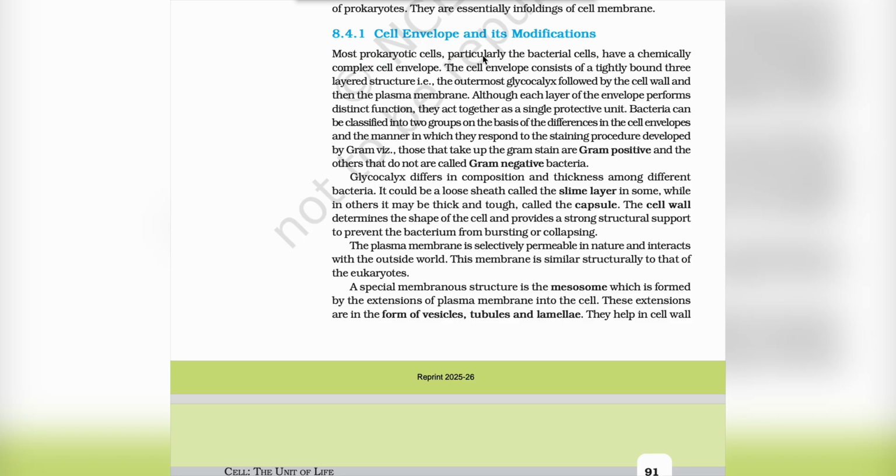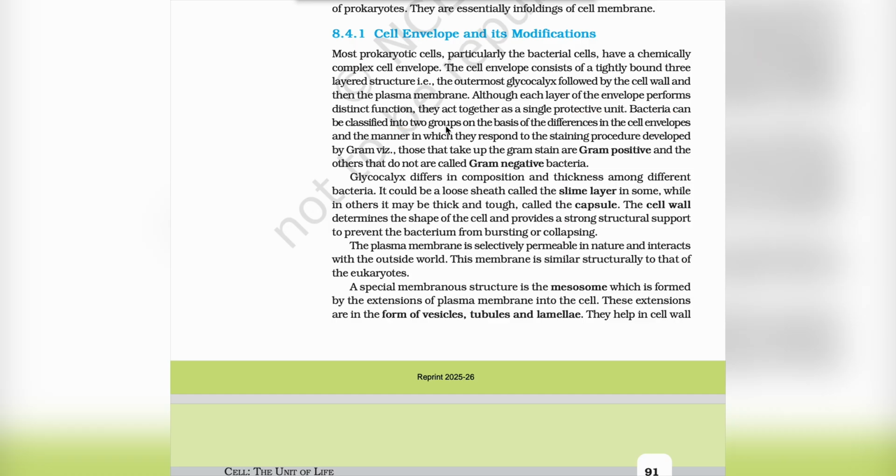Most prokaryotic cells, particularly the bacterial cells, have a chemically complex cell envelope. The cell envelope consists of a tightly bound 3-layered structure, that is the outermost glycocalyx, followed by the cell wall and then the plasma membrane. Although each layer of the envelope performs a distinct function, they act together as a single protective unit.